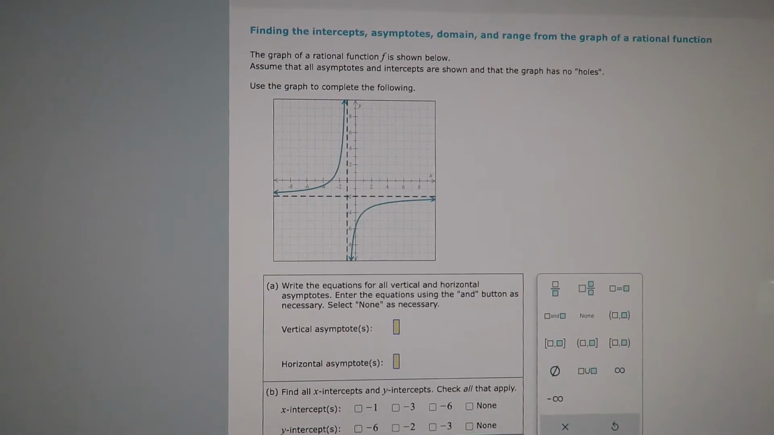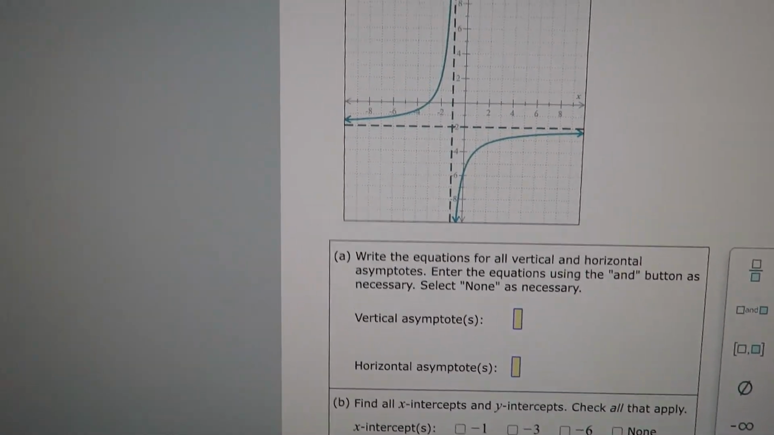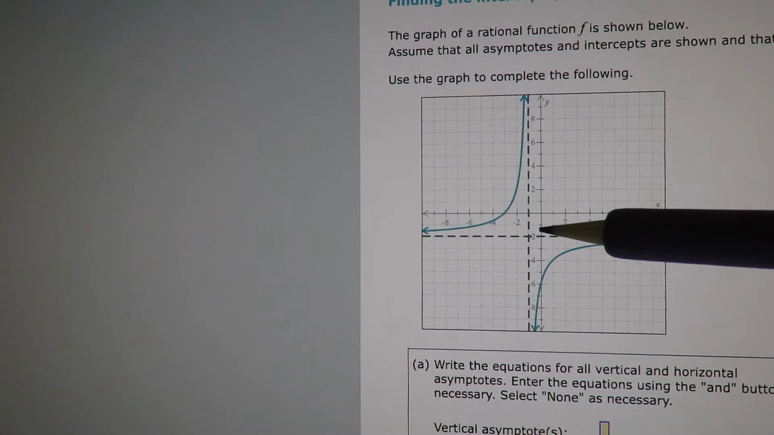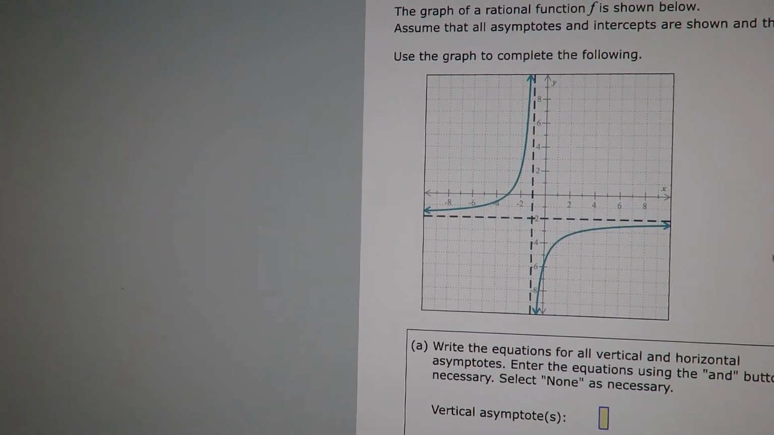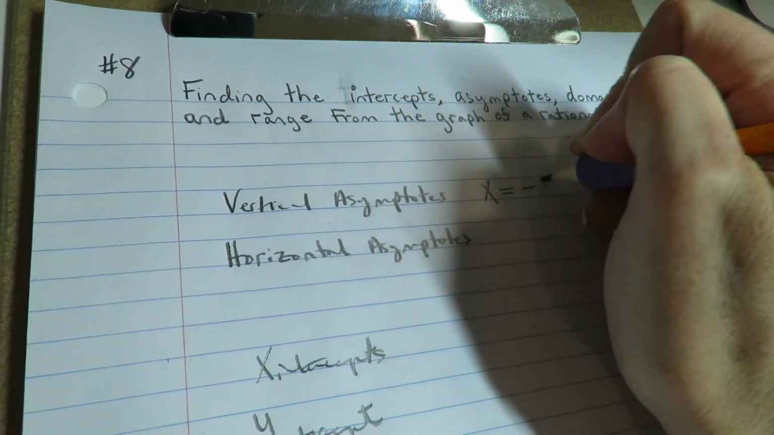Okay, gang, for this one, we're going to analyze a graph. We're going to start by finding the vertical asymptote. So let's see here. Right here, there is a vertical asymptote. It's going to be at -1. So you're going to say that you have a vertical asymptote at x equals -1.